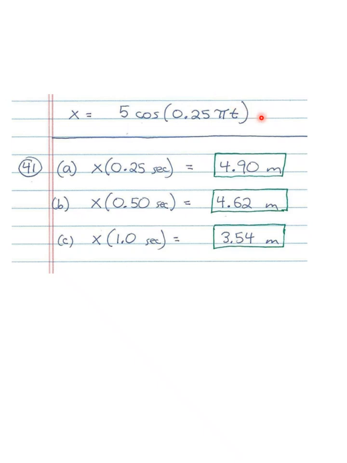So now once we get this, and make sure your calculator is in radians mode to do this, then we just type in the various times, and you should get 4.9 seconds, 0.5 seconds, and 1 second.